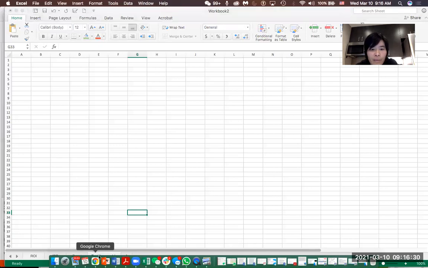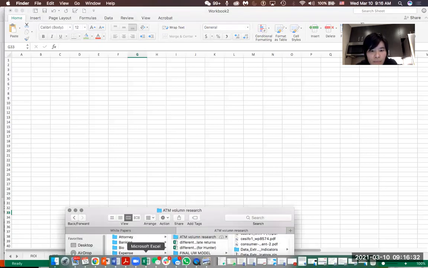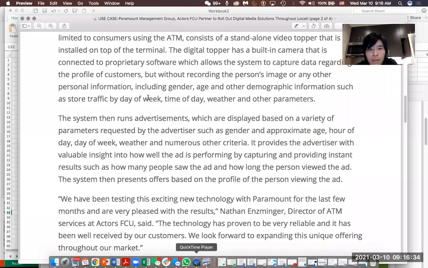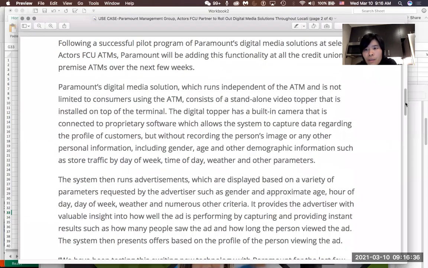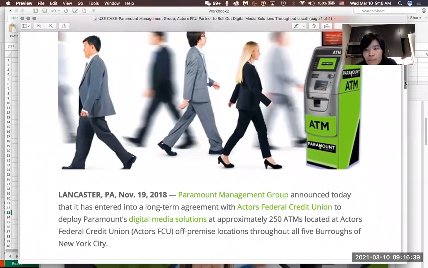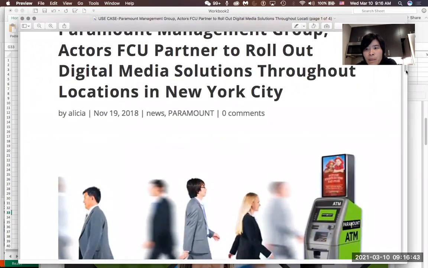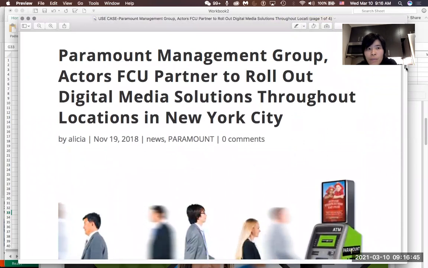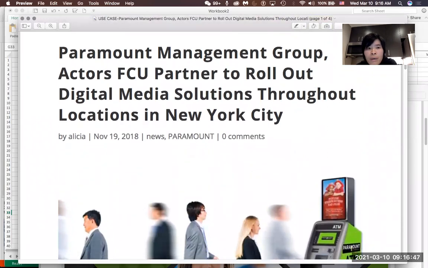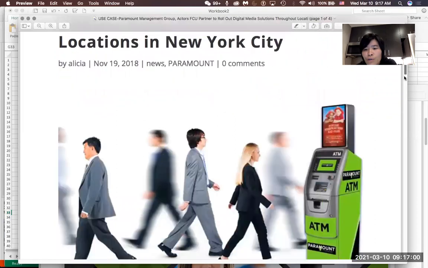So let me show you some upside. Okay, so here. This is the paper published by Paramount, which is the ATM manager, right? It says Paramount partnered with this credit union to roll out digital media solutions throughout locations in New Jersey and New York City. You're encouraged to check it out.